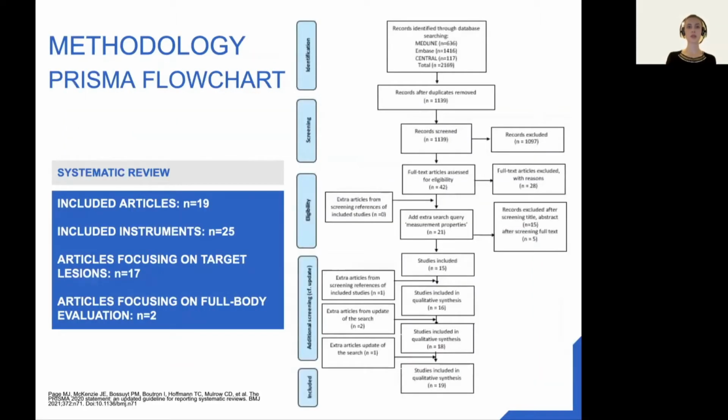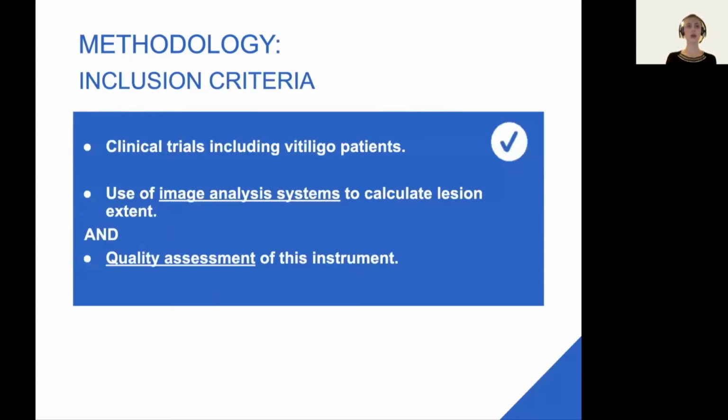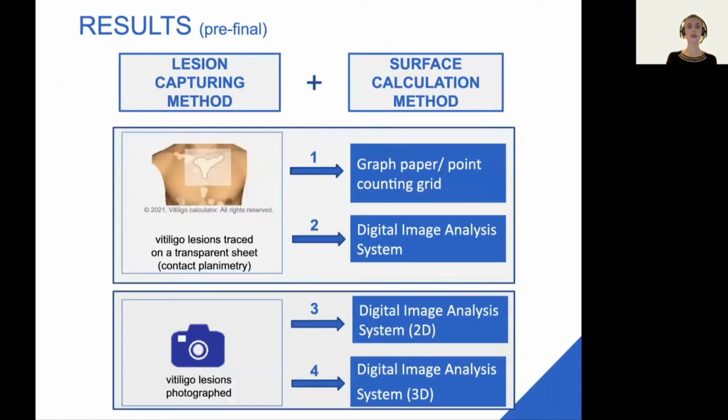Our search to perform the systematic review was based on a validated search strategy, specifically for measurement properties provided by Cosmin. The included clinical trials were all related to a quality assessment of image analysis systems for vitiligo. The various instruments we found based on our literature search are pooled into four groups, based on the method to capture the lesion and, secondly, the measuring technique. The first two groups concern the combination of traced lesions on transparent sheets, measured by graph paper in group 1, or digital image analysis in group 2. The third and fourth group include the combination of two or three-dimensional photographs with a digital image analysis system.